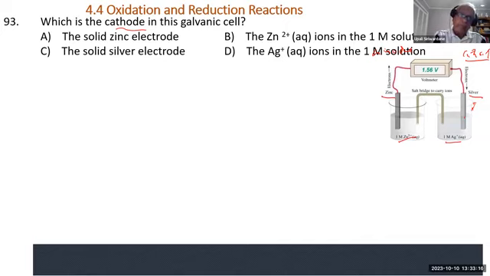Solution is not the cathode. So that's the answer to the question. C. Solution is not the cathode. Metal rods are the cathode or anode. Zinc is the anode.